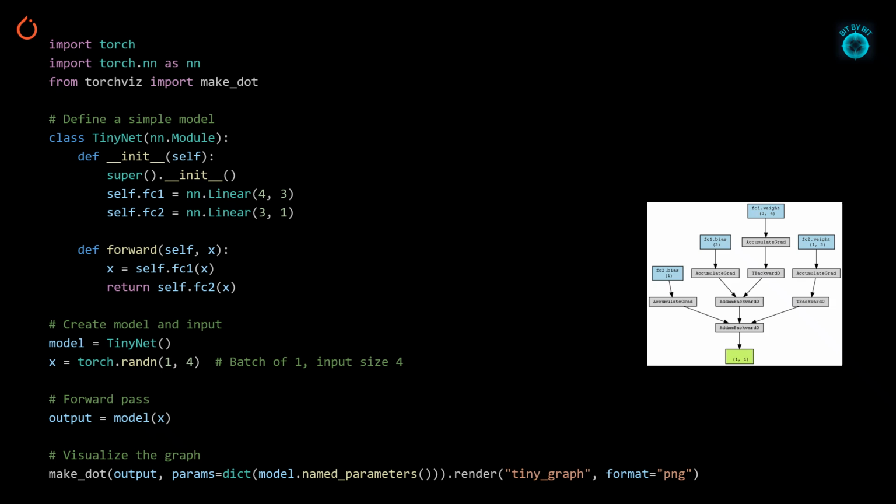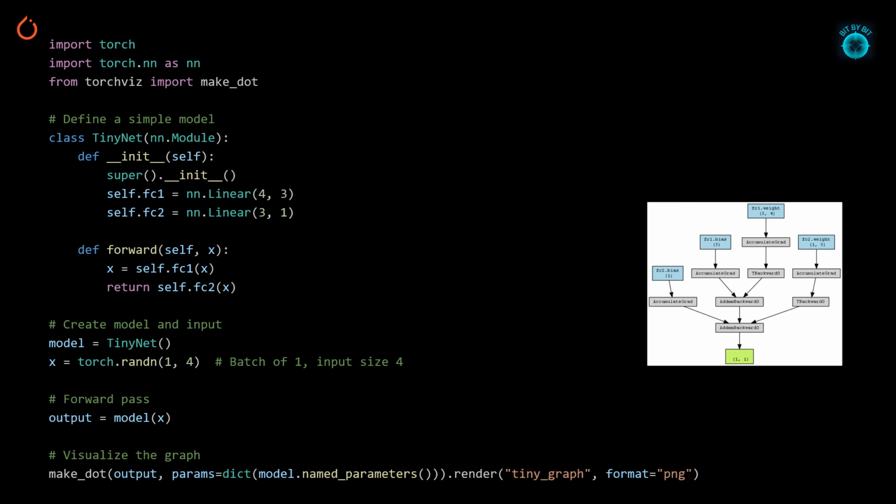Now let's take a look at the generated graph. At the very top, you see the learnable parameters of the model. These include the weight and bias tensors from the first and second linear layers. For example, fc1.weight has shape 3 by 4. That means it maps 4 input features to 3 outputs.